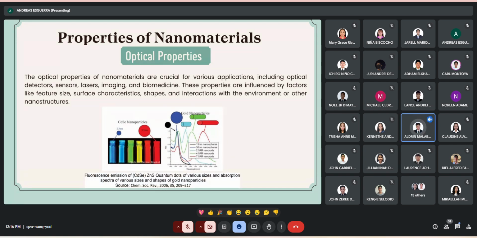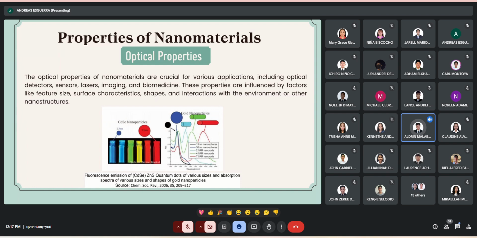And now I'll discuss the properties of nanomaterials. There are four properties of nanomaterials, and the first property is optical property. Optical property of the nanomaterial is one of the most fascinating and useful aspects of nanomaterials.